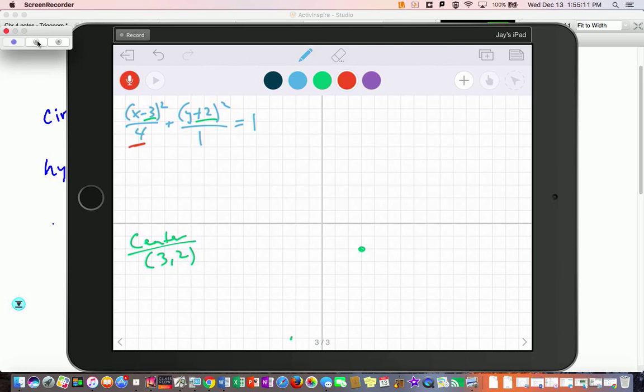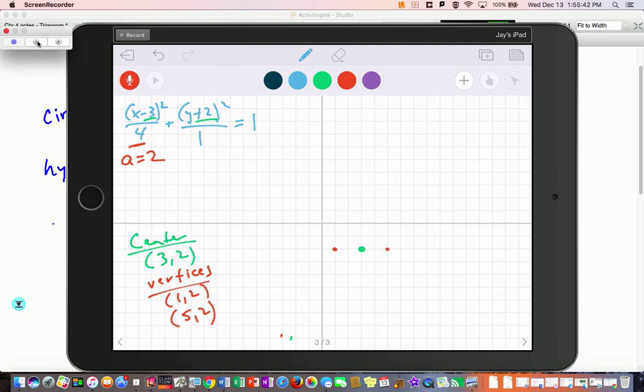So remember with the ellipse, it's about which one has the bigger or major denominator. So whatever's biggest, we're going to square root that. So a will be 2. So I'm going to go to the right 2 and to the left 2. So those are called vertices. Do the bigger denominator first when you're doing the ellipse. So that would be 1, 2, and that would be 5, 2.